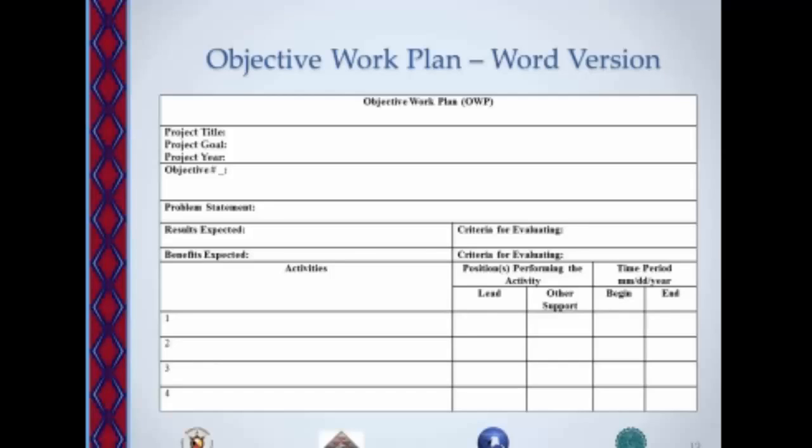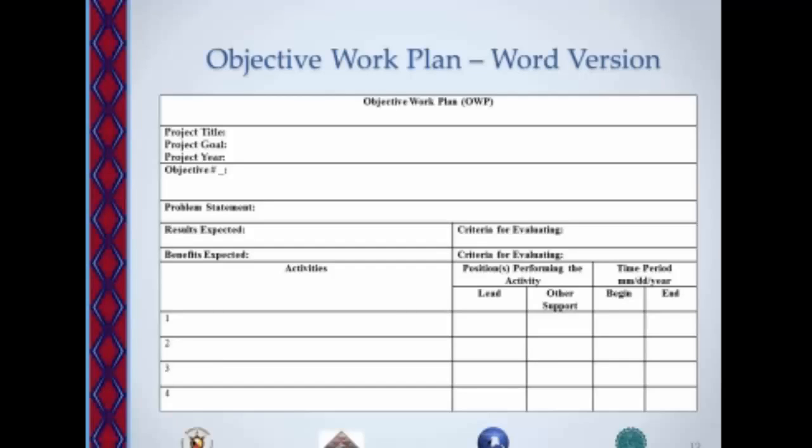And I'd highly recommend that you use this. It's a great way to mock up your objective work plan, and you can add to it and edit it as you see fit. Because remember, you need to submit this into a Grants.gov objective work plan. But let's go over this paper form. The first thing on here is a project title.